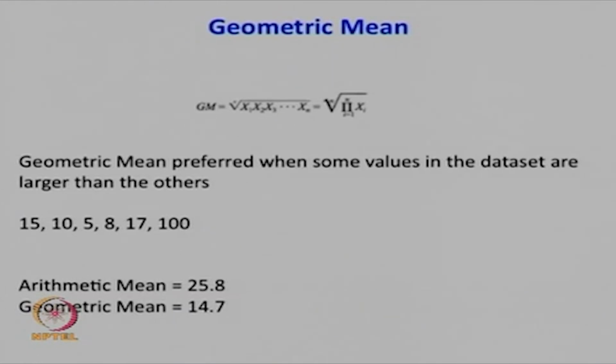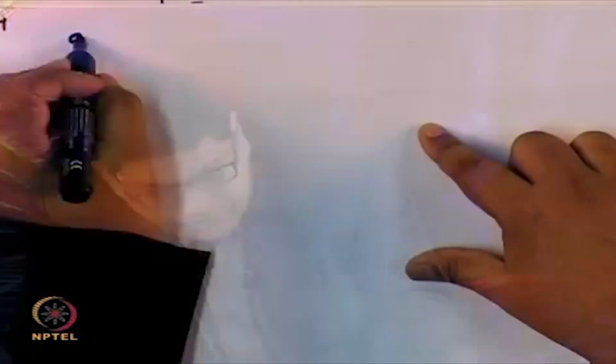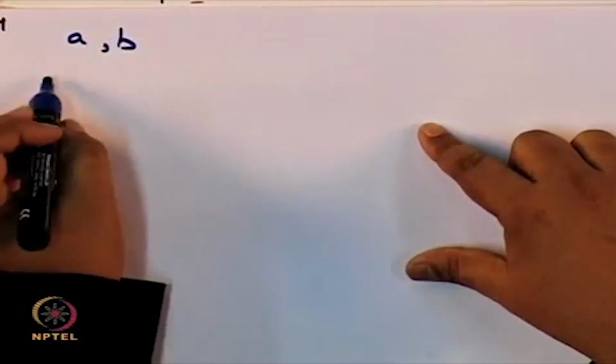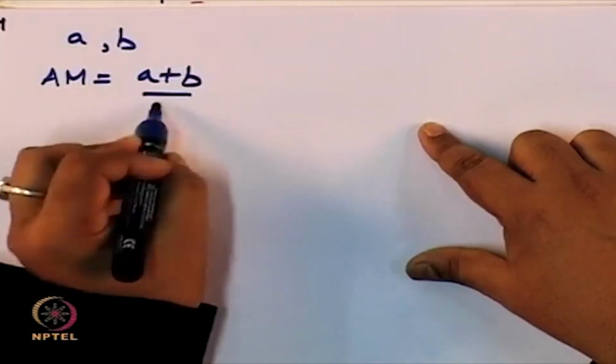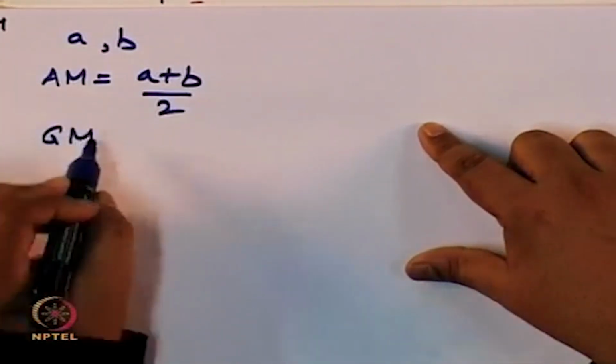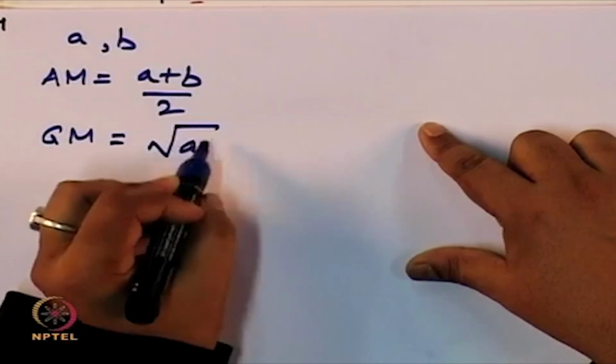And in the generic case, in this particular case that we worked out, you find that the geometric mean is less than the arithmetic mean, and is it true for any data set? It can be shown. Let us take two numbers, A and B. My arithmetic mean will be defined by A plus B by 2, and the geometric mean will be the square root of AB.